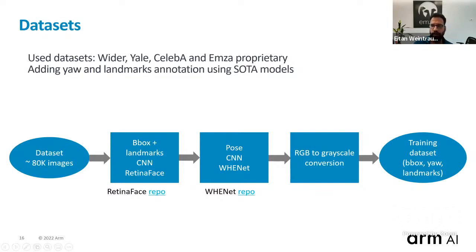We re-annotated them using state-of-the-art models. RetinaFace was used to extract the class label, the bounding box, and the facial landmarks. And another model was used to extract the face pose, roll, pitch and yaw. In this application, we choose to focus only on the yaw angle. So we just use the yaw, and the final step is to convert all images to grayscale, because we want to train only on grayscale images. The total number of images before augmentation is about 80K.